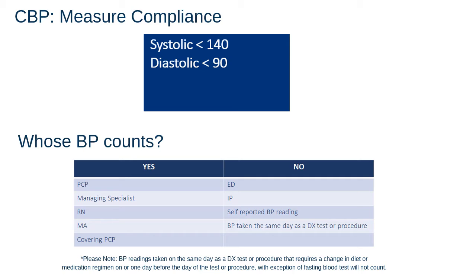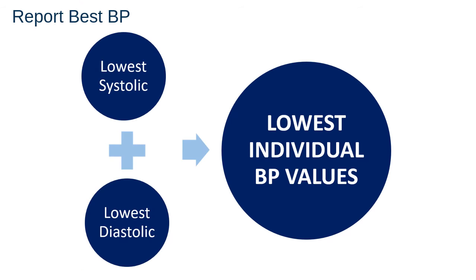Blood pressure readings taken at an emergency room, as part of an inpatient stay, self-reported by the patient, or taken the same day as a major diagnostic test or procedure are not considered representative blood pressure readings and are not included in the performance evaluation for this measure. The representative blood pressure reading is defined as the lowest systolic value combined with the lowest diastolic value taken on the same date of service.